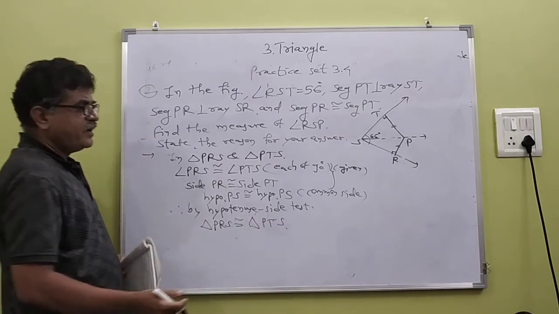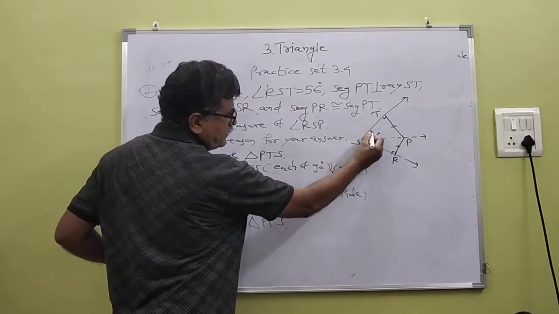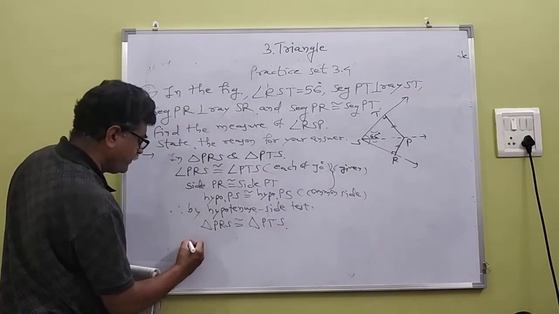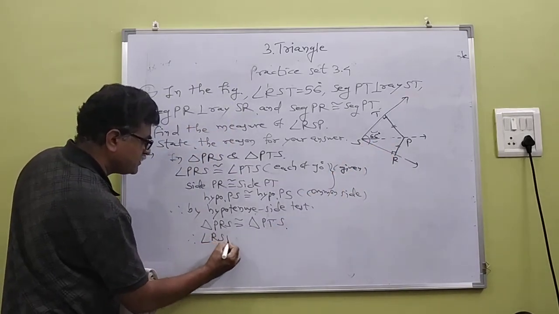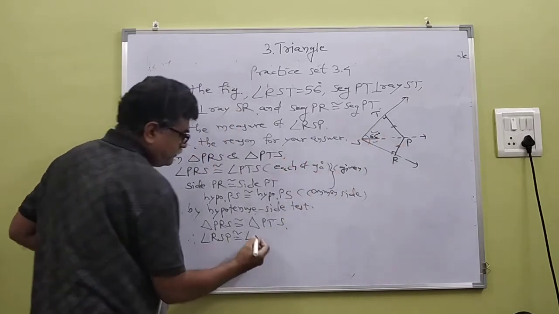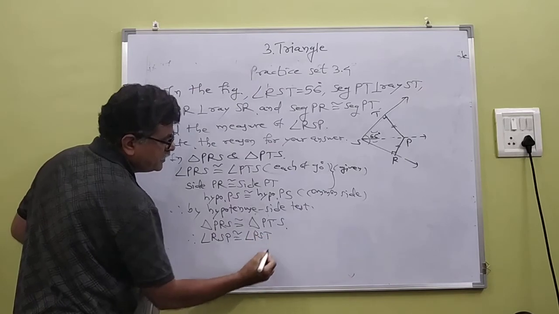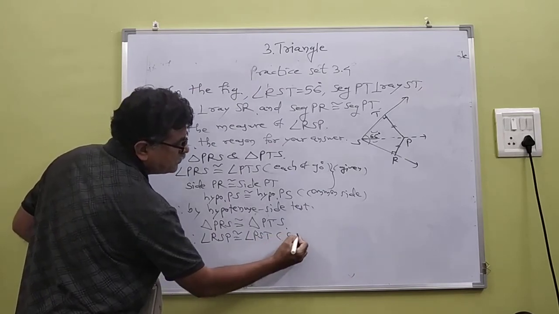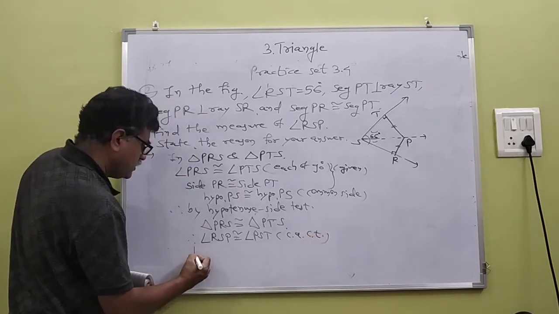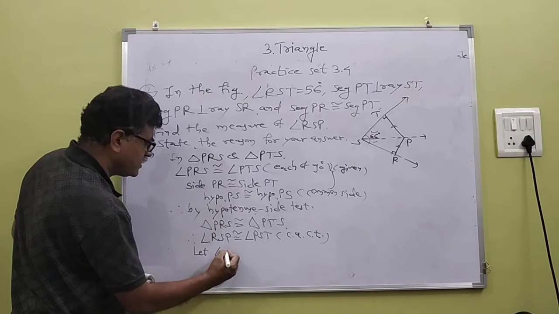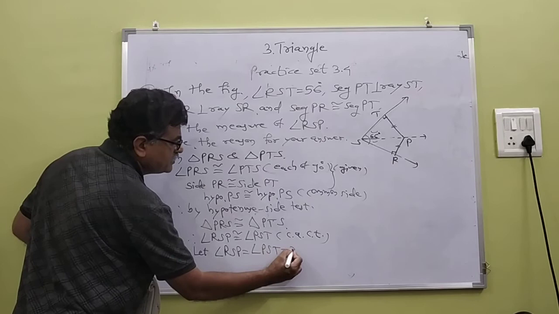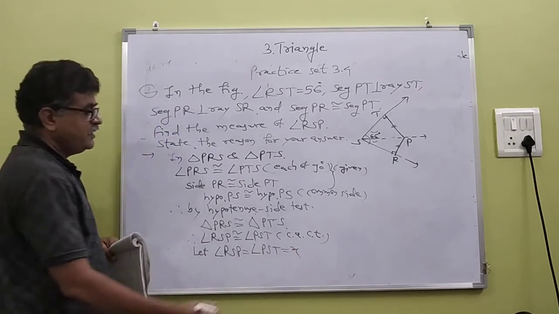Now corresponding angles of congruent triangles are congruent, therefore these two angles are congruent. Therefore angle RSP is congruent to angle PST. Write down: corresponding angles of congruent triangles. Now let us consider angle RSP is equal to angle PST is equal to x degrees.